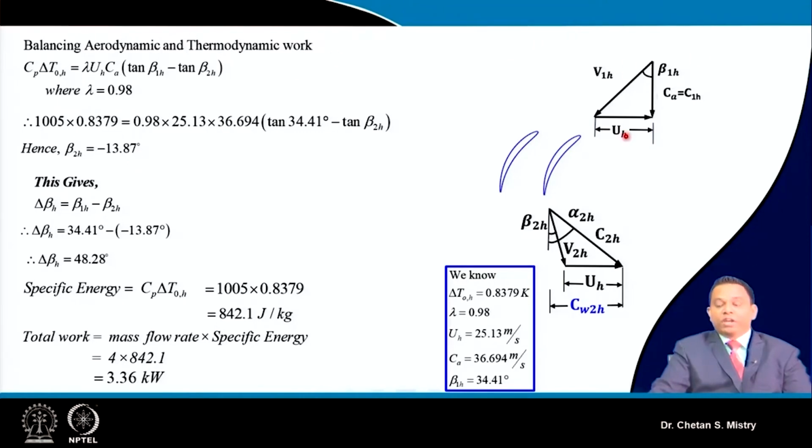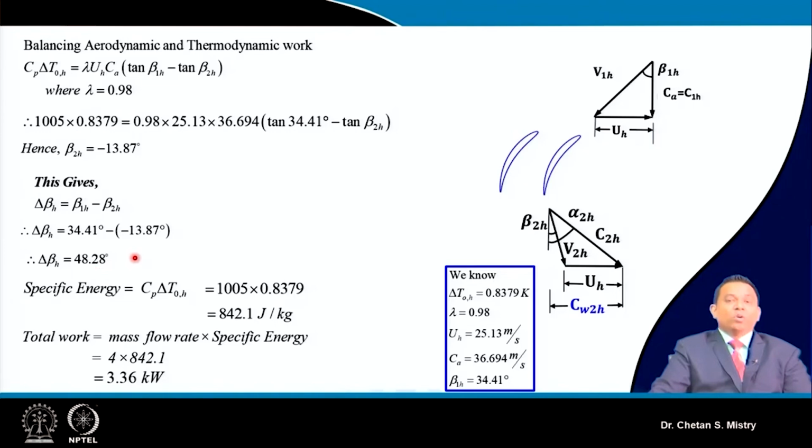Okay, so here if you look, this is my velocity triangle at the entry, and this is what will be my velocity triangle at the exit of my rotor. So here you can see this is representing my beta 2 at the hub to be minus 13.87. Now we can calculate our delta beta based on beta 1 and beta 2, which are known to us. That's giving me my delta beta at the hub to be 48.28 degrees.